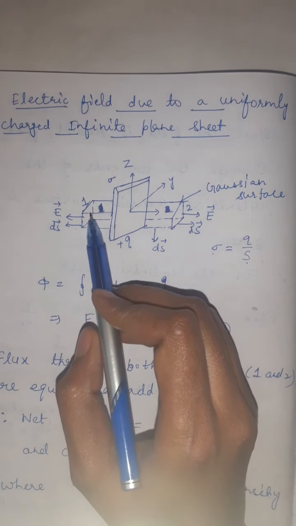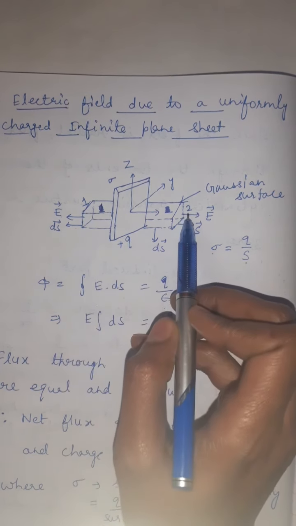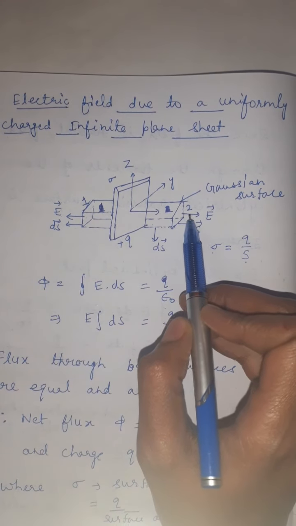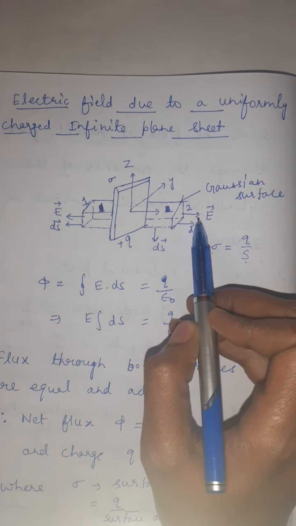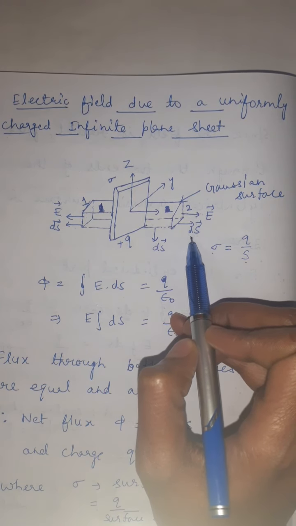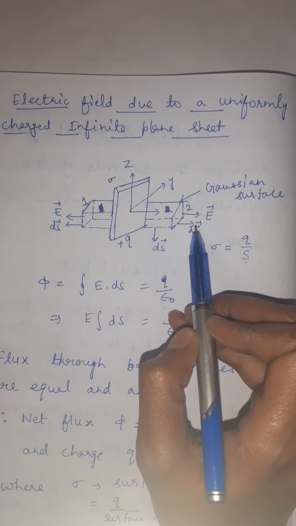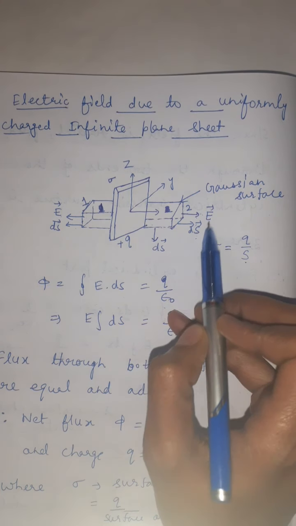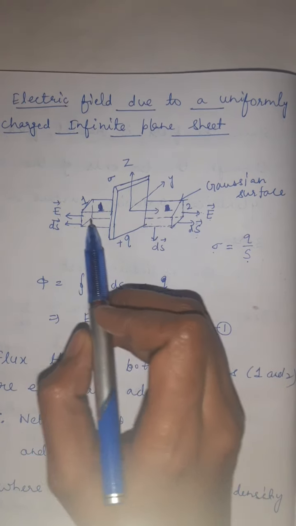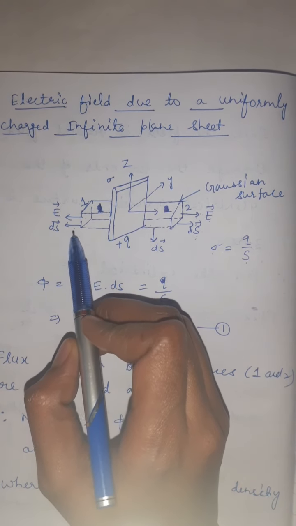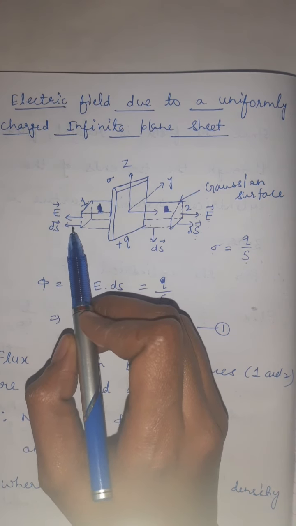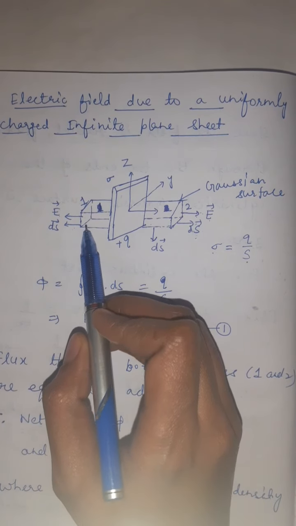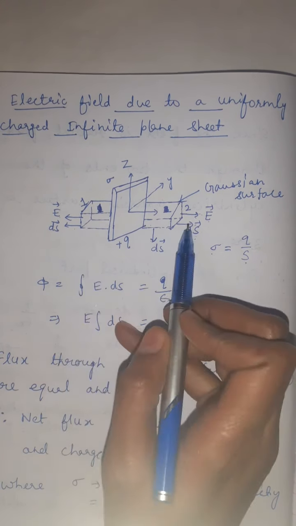In this Gaussian surface, again there are three surfaces: first, second, and this is the third surface. At the two end faces, we can see that the electric field E is in the outward direction, as well as the surface area ds is also in the outward direction. So the angle between E and ds is 0, and here the flux will be maximum. Similarly, at this surface, E and ds are in the same direction, so the flux will also be maximum. So while calculating the total flux, we will add these two fluxes.